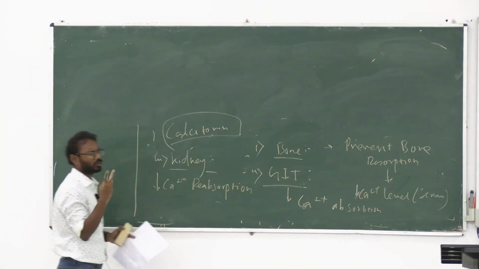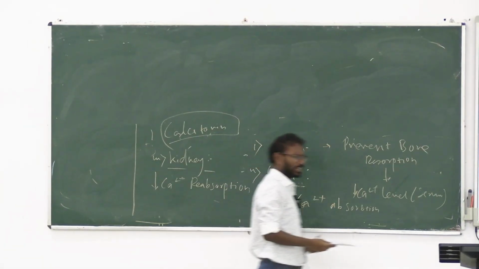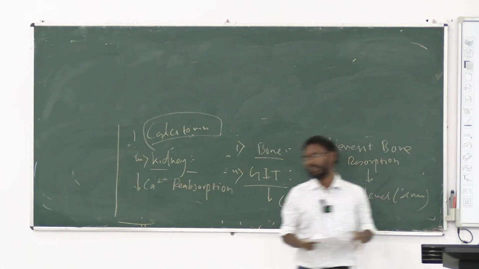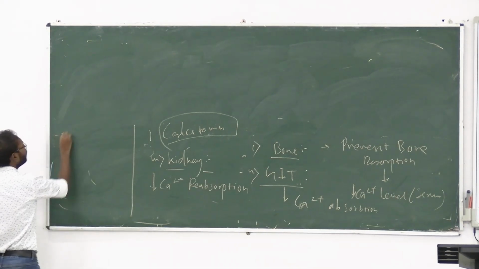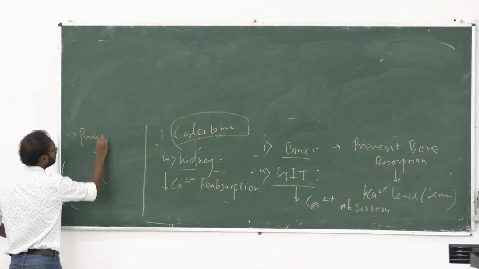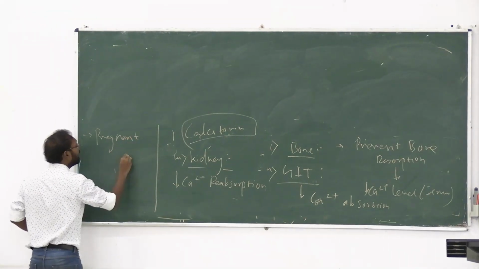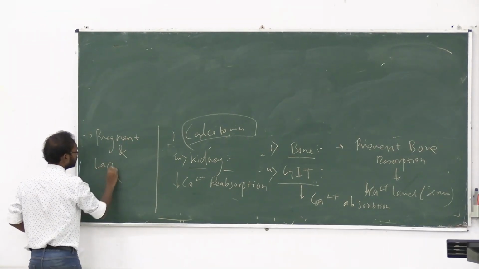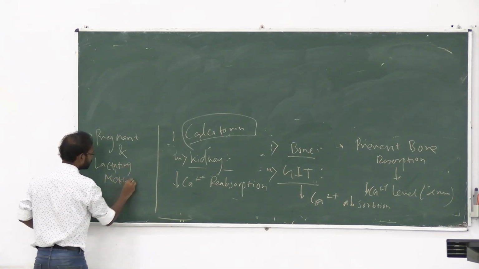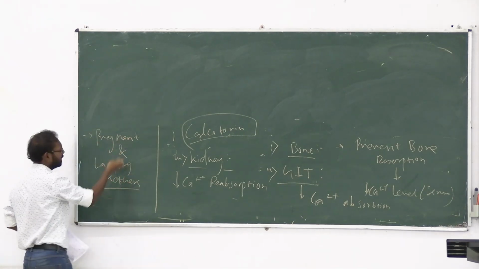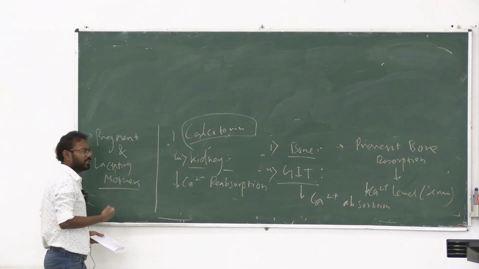But you have to understand there are one or two extra functions of calcitonin, that's in pregnant and lactating mothers. What does it do? In case of pregnant and lactating mothers, bone is very important.